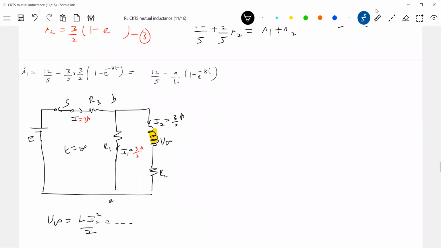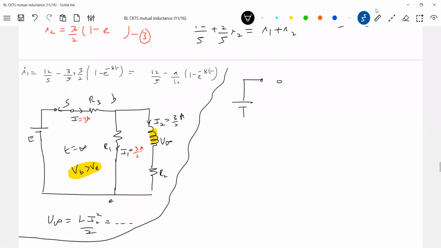Now I'll open the switch. And I'm very sure that VB is greater than V. Now I'll open the switch at steady state. When the switch is open, what conditions will prevail? The battery will be cut off from the circuit. What direction is the current in the circuit and its various parts going to flow?